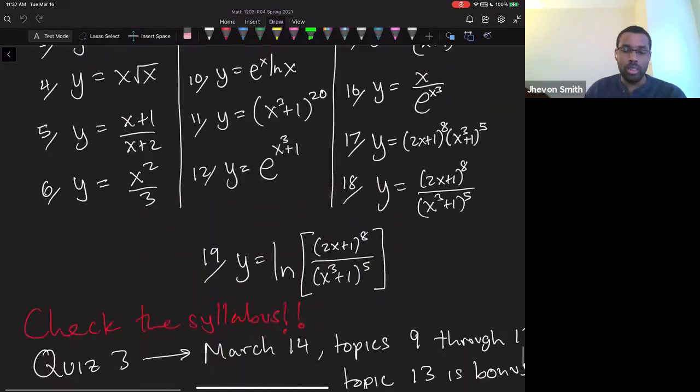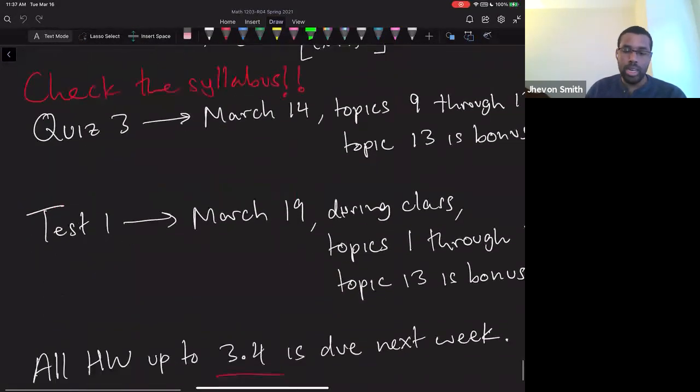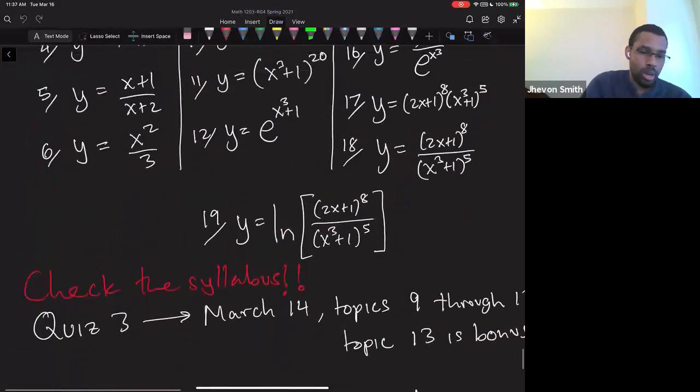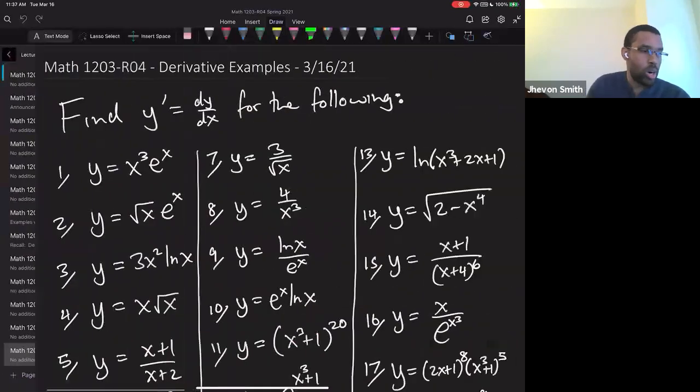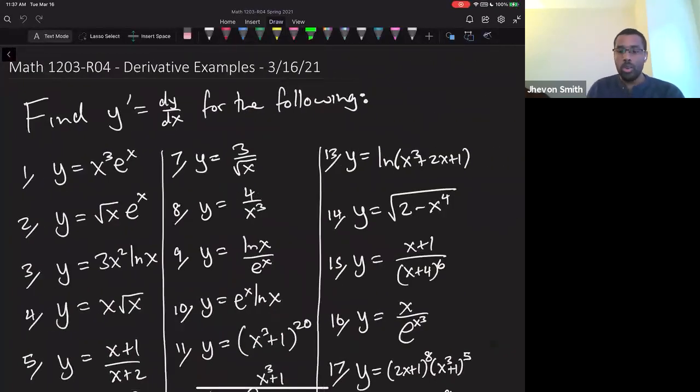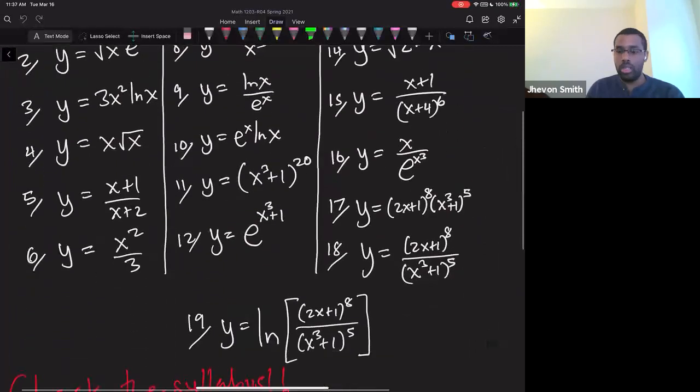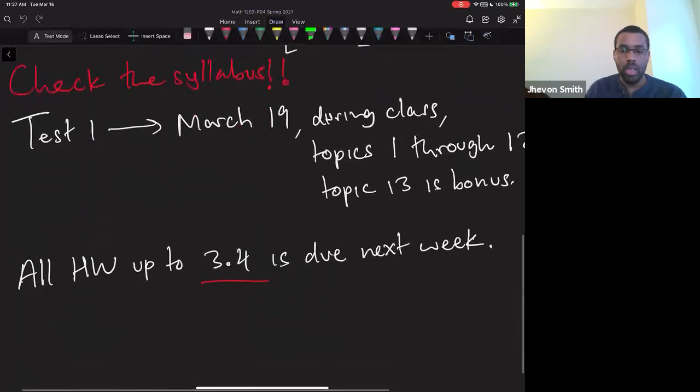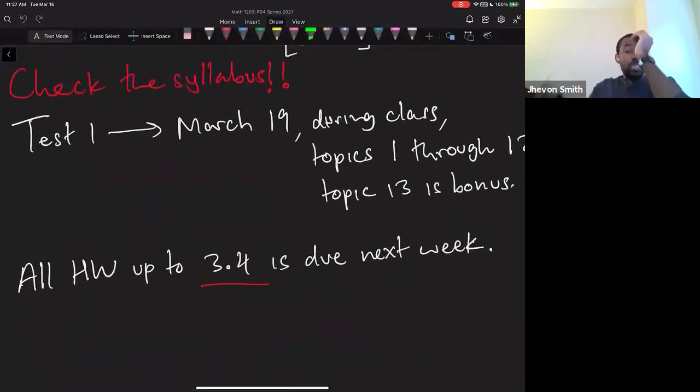And then we had a bunch of examples, and we had some announcements on a quiz and test coming up. So that leads us to where we are right now. We're going to go through all these examples to get extra prepared for the test that's coming up, which, by the way, is on March 19th during class. So that's this Friday.